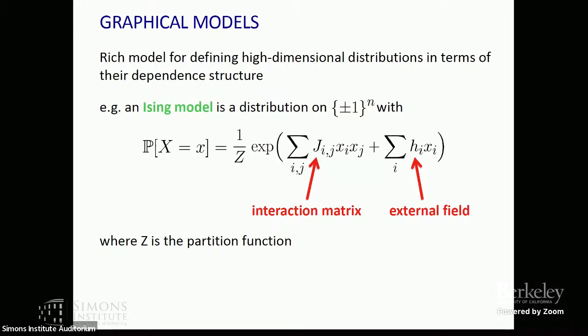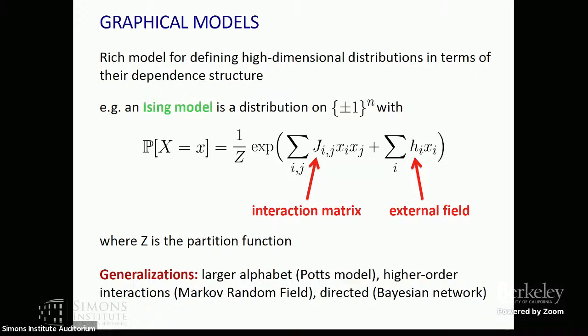Now, in order for this to be a distribution, it needs to be normalized. So the usual notation is that Z is the normalizing constant, and it's called the partition function. And of course, this is really just the tip of the iceberg. Much beyond Ising models, you can talk about models over larger alphabets, which takes you to things like the Potts model. You can also talk about models in which you have higher order interactions instead of just pairwise interactions. We'll talk more about that later, but roughly you can think about replacing what's happening in the exponent with a higher degree polynomial. That way you might have three-way or even higher order interactions.